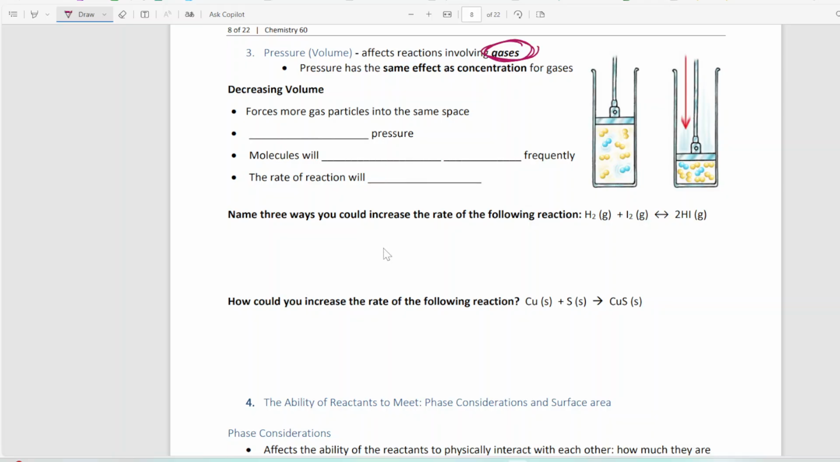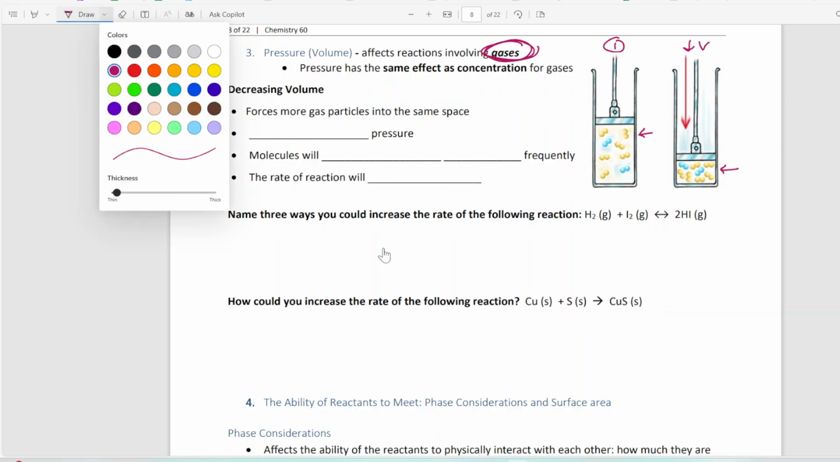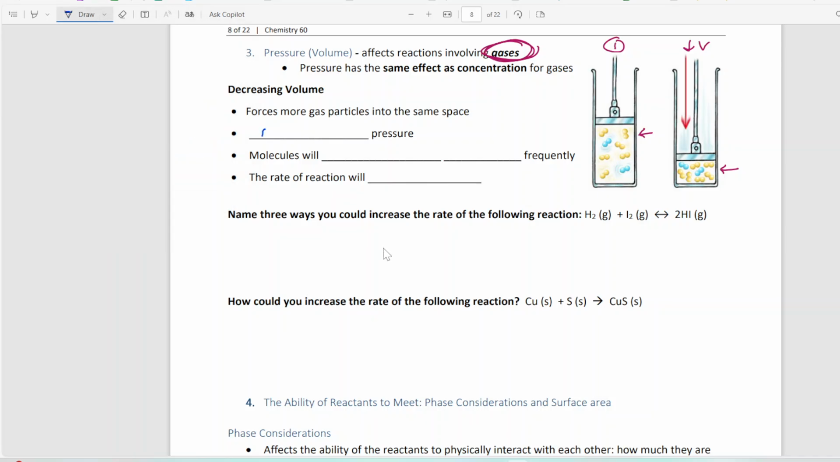So what's going to happen is you're going to take a canister, so something like this one here, and you are going to decrease the volume. So all of these particles have all this space to cruise around in this first container. Whereas in the second container, there's the same amount of particles, but they've been compressed into a tinier space. What's going to happen? Well, that's going to increase the pressure within the system. When you decrease volume, you always increase pressure.